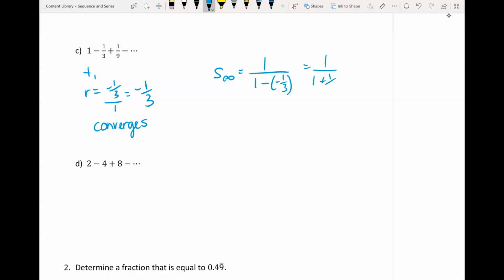In other words, that's 1 over 1 plus 1/3. And if we put this in the calculator, our sum is going to be 0.75.